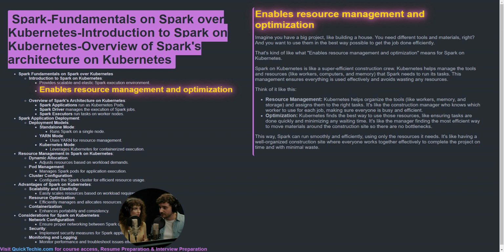It's like the construction manager who knows which worker to use for each job, making sure everyone is busy and efficient. Optimization. Kubernetes finds the best way to use those resources, like ensuring tasks are done quickly and minimizing any waiting time. It's like the manager finding the most efficient way to move materials around the construction site so there are no bottlenecks. This way, Spark can run smoothly and efficiently, using only the resources it needs. It's like having a well-organized construction site where everyone works together effectively to complete the project on time and with minimal waste.